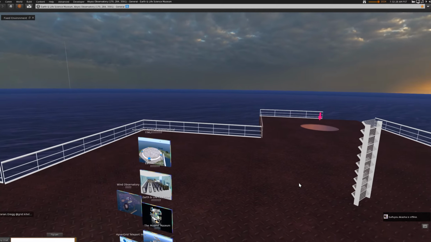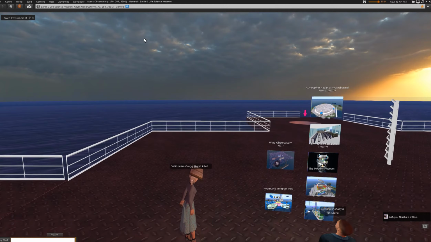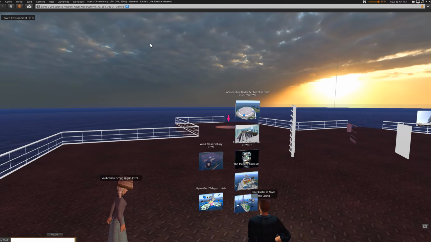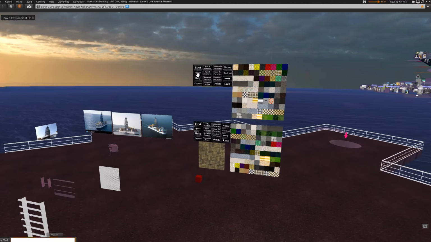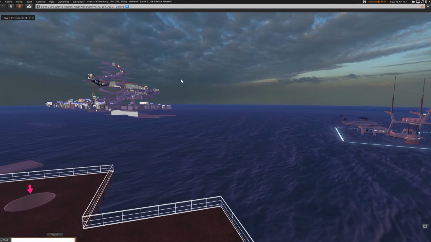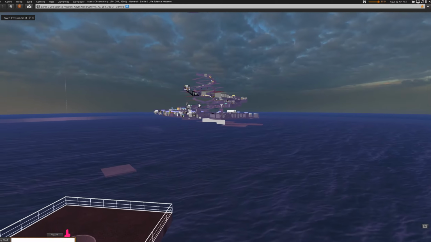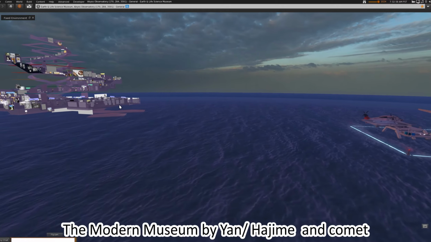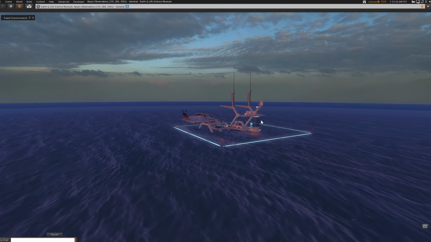Here is the 3005 meter altitude sky. And there are three exhibits. One is the Art History Museum. And another is Journey to the Deep.